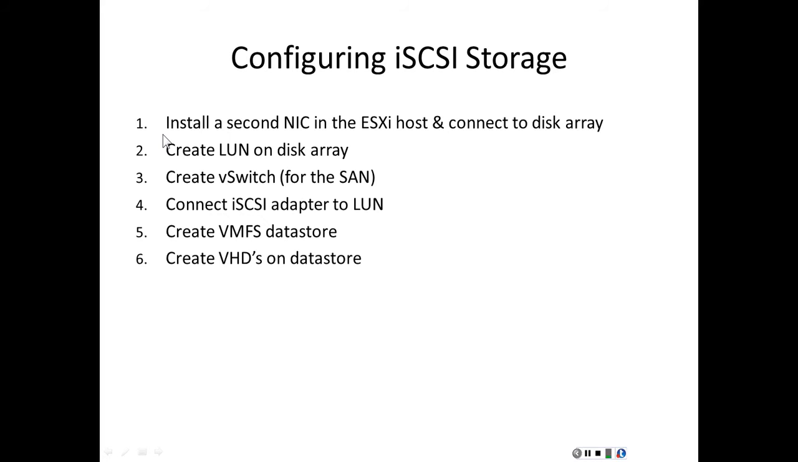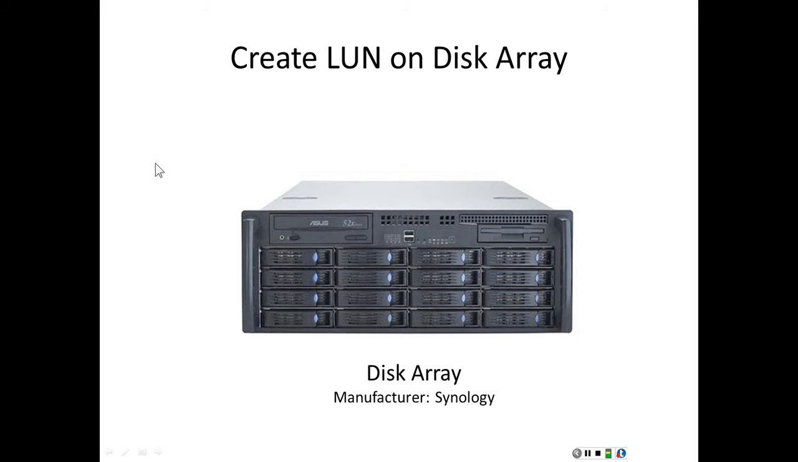So the first step is the hardware phase, to purchase a second network interface card, put it in the ESXi host, connect it to the disk array, and now we have the hardware for our storage area network. Then the next thing to do would be to create a LUN on the disk array.